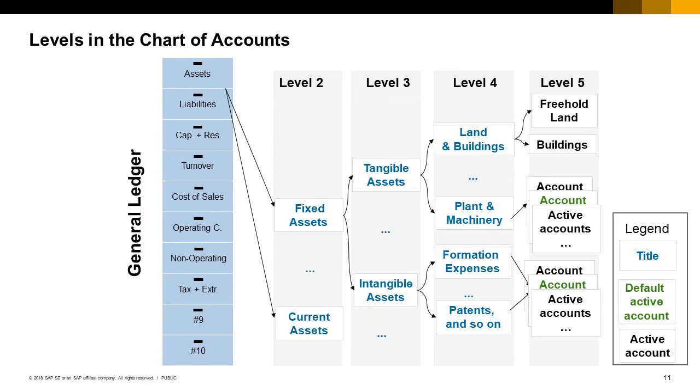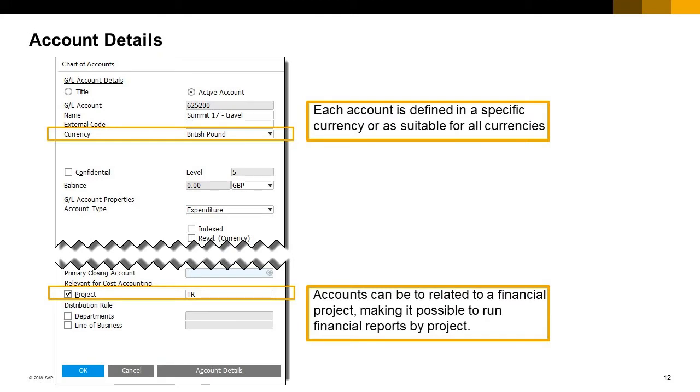To have a clear and structured view of the company's financial status in the report, it is recommended to define all active accounts in the same level. In our example, all active accounts are defined in Level 5. In the chart of accounts, there are many definitions related to the account. We will now cover some of them.